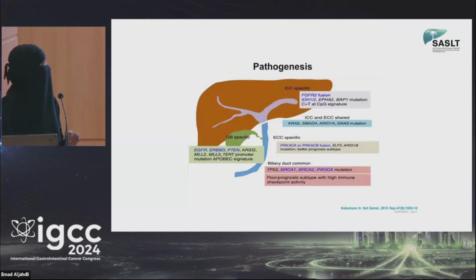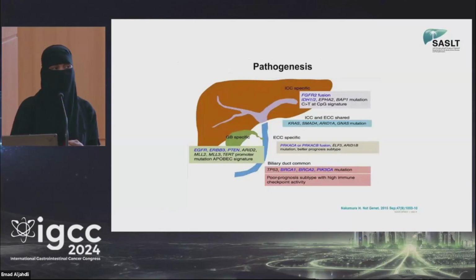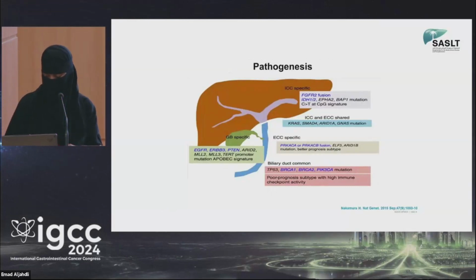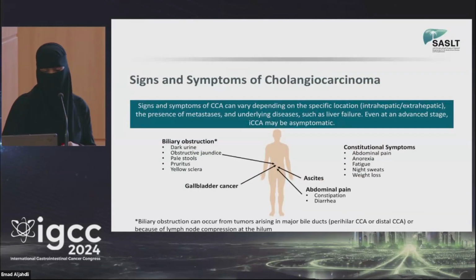With regard to the genetic association, there are several. I think maybe Prof. Shadi will tackle that, as they make the management of those patients different. Some genes are associated mainly with intrahepatic cholangiocarcinoma. Some genes are associated with both intrahepatic and extrahepatic cholangiocarcinomas. And some genes are associated mainly with extrahepatic cholangiocarcinoma. The slide also shows some genes that are associated with gallbladder malignancy.